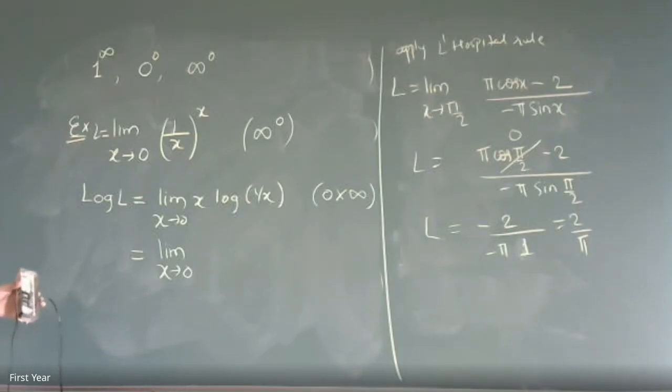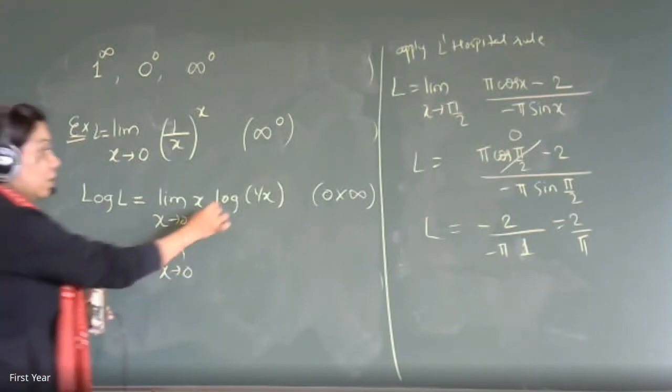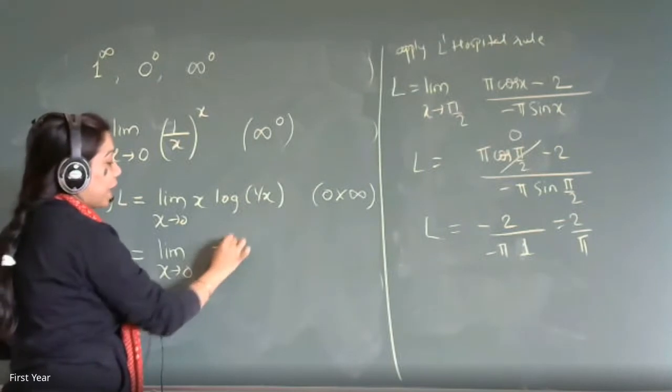E to the power what? Final answer is 1. Yes. What will you do for the final answer? I think so, e to the power 0. Let's check. Log of 1 by x can be written as minus log of x.